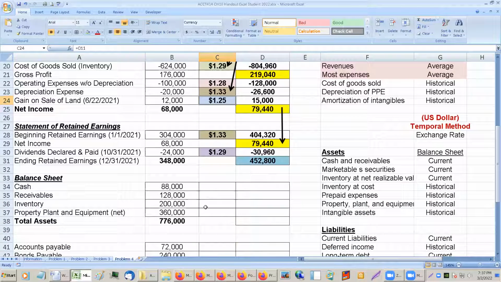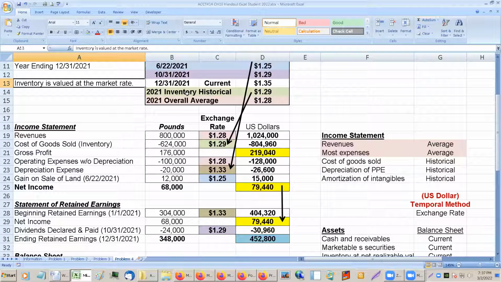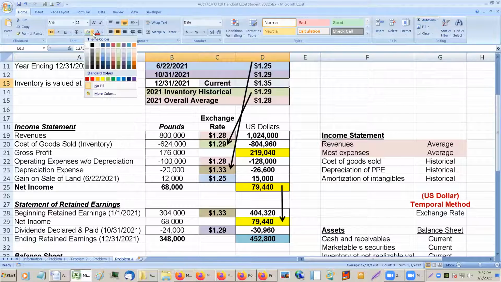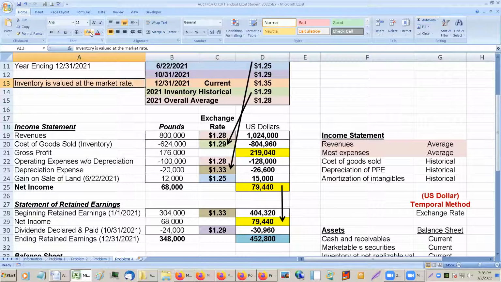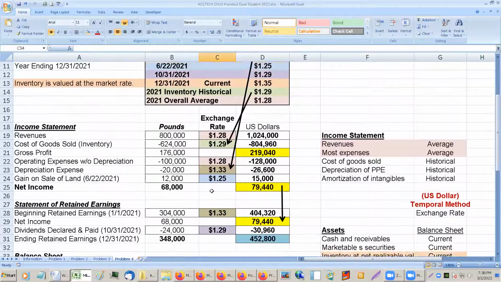Okay, so coming down here, this is the inventory, which is at the market rate. So it's going to be that they've gone out and... did we use turquoise yet? Here we did. Orange? No. So it's at the market rate, so we're going to use the current rate for the inventory on this, which is common. That's usually what you do with it. So these will all be done at the current year-end rate.